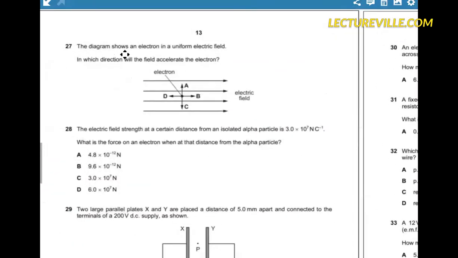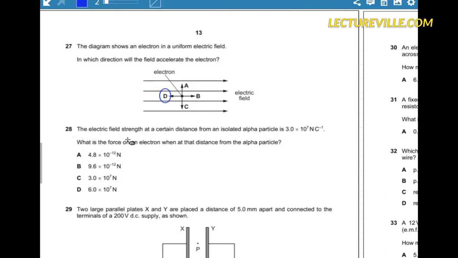Now, the diagram shows an electron in a uniform electric field. In which direction will the field accelerate the electron? Electron is a negatively charged particle, so it will always accelerate opposite to the electric field, because the electric field shows the direction of force on a positive charge. Electron is a negative charge, so it will be experiencing force in the opposite way.